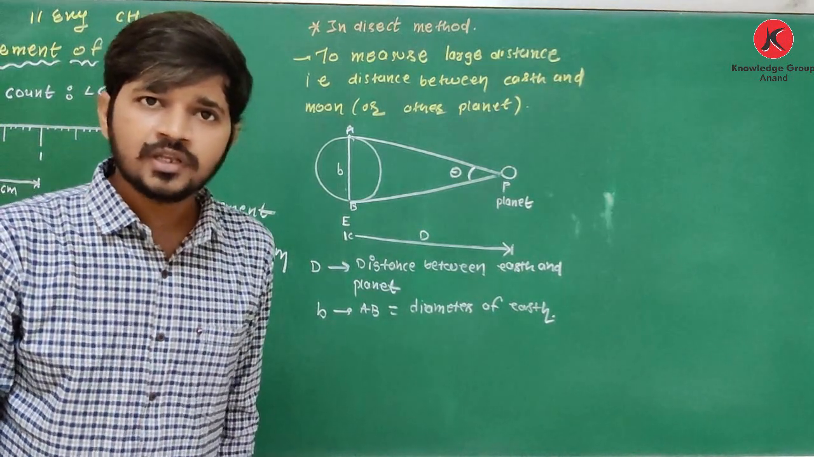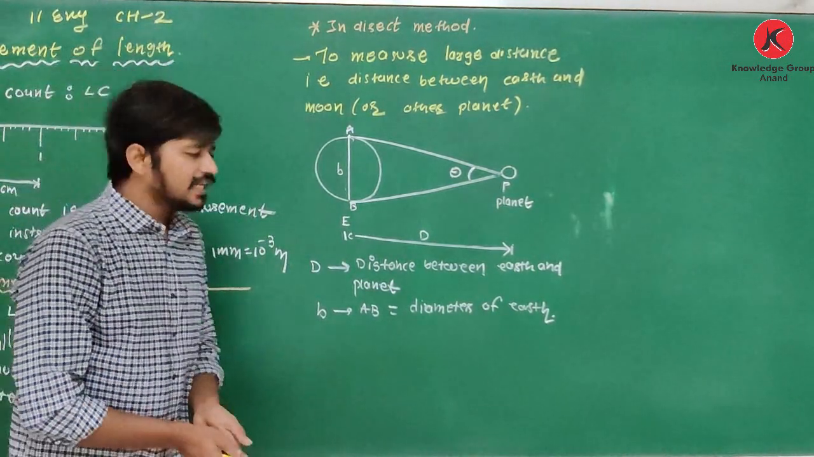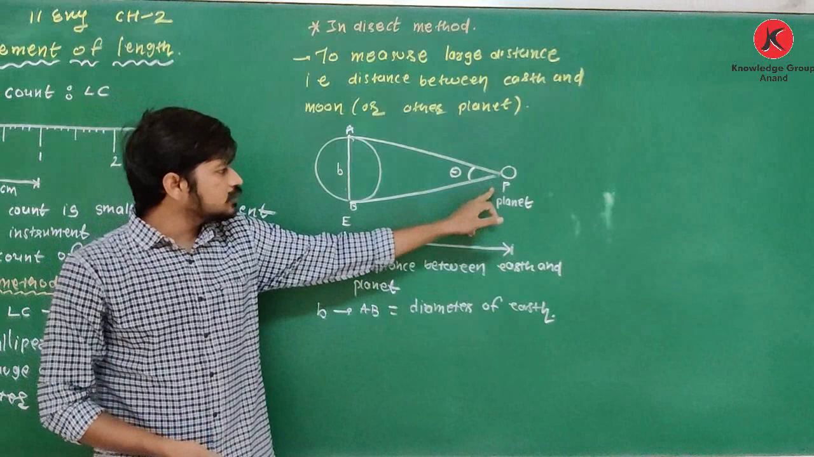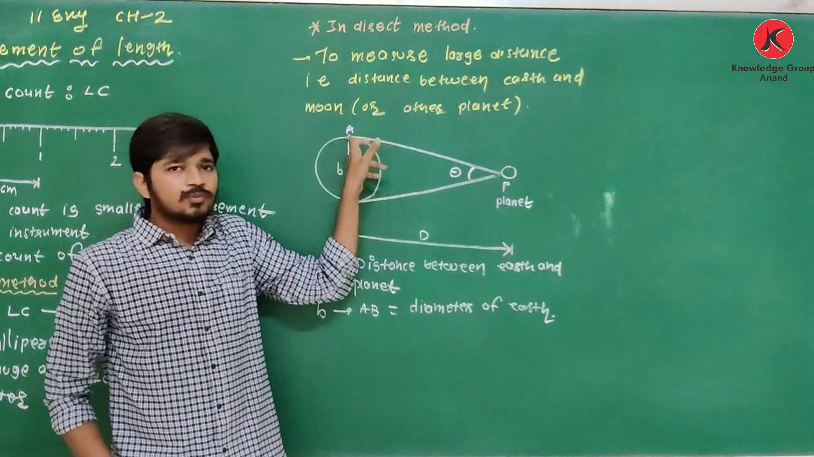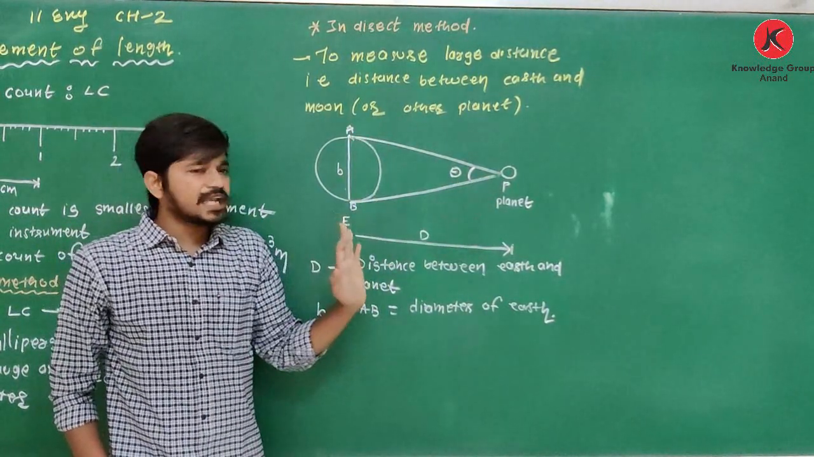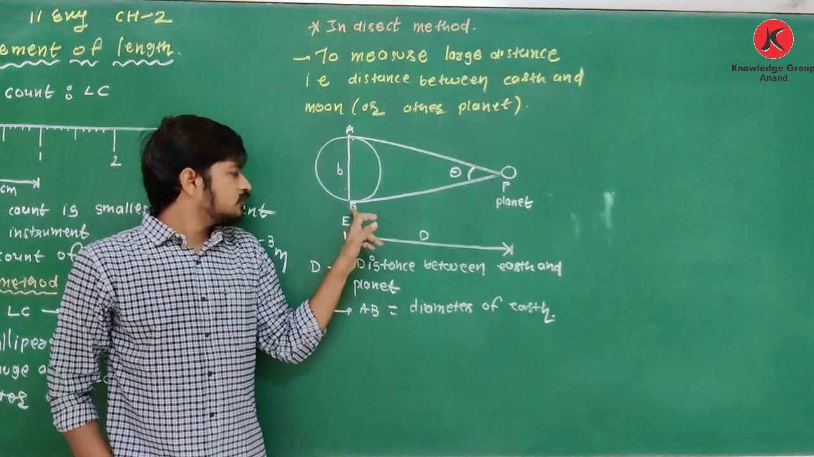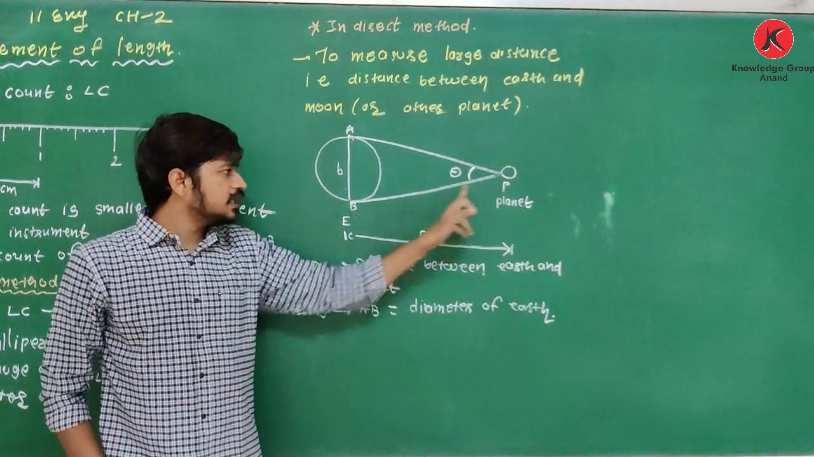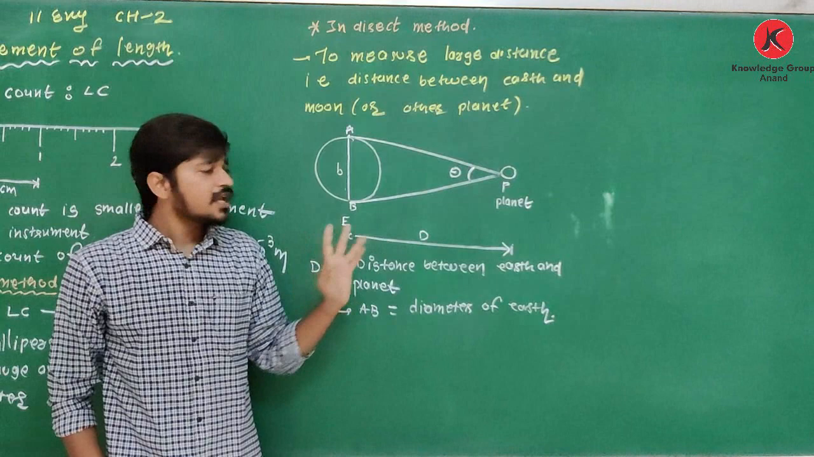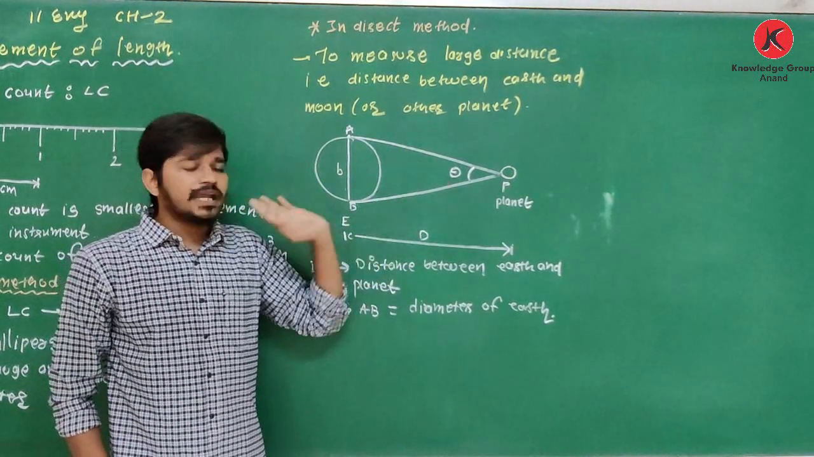Clear about this? Okay. Again, what you have to do? Observe this planet P from point A. It is observation line AP. Then observe the planet from the diametrically opposite end, that is B. This observation line is BP. These two observation lines make some angle theta.